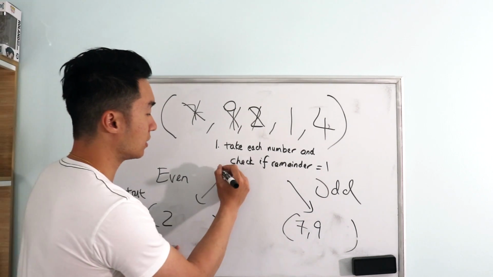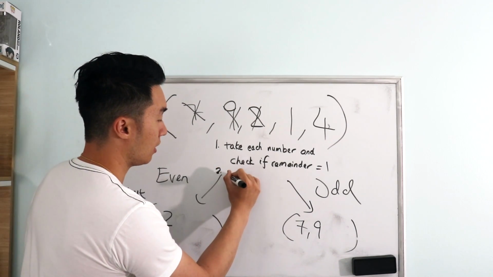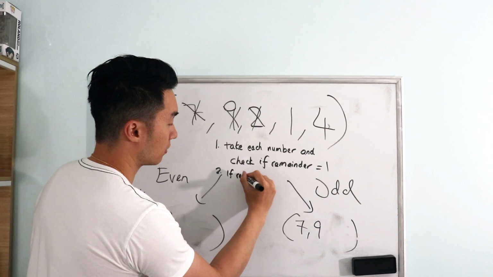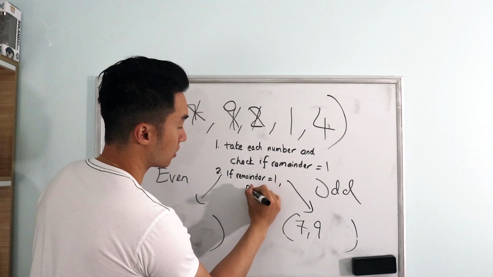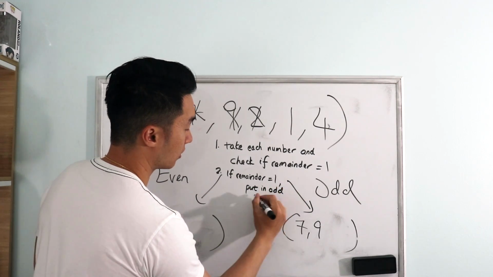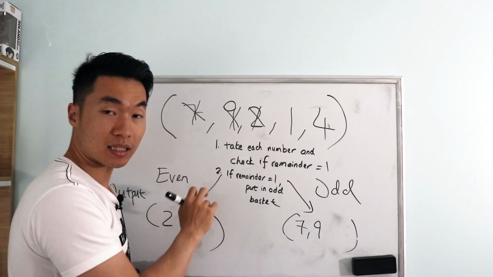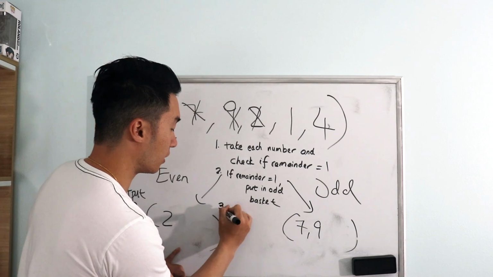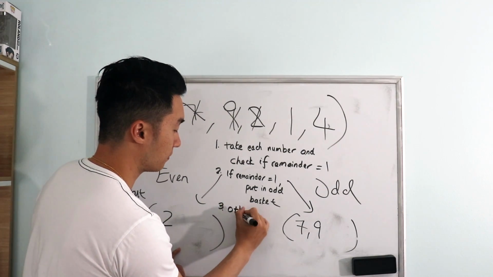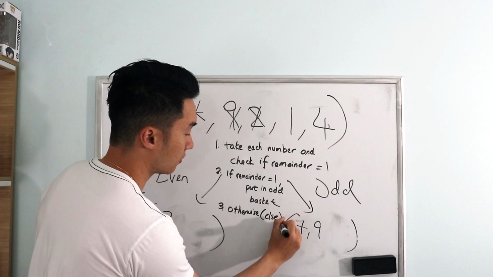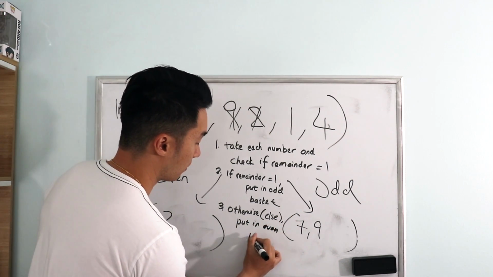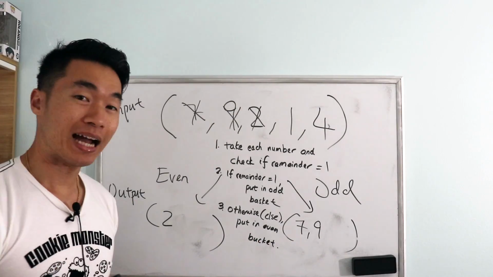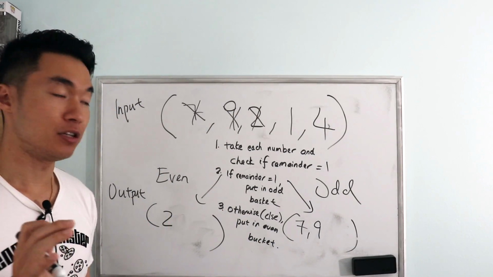So the second step here is you check if the remainder equals 1, put it in the odd basket. So that's the second step. And the third step here is otherwise, or else, put it in the even bucket. So at a high level, those are the 3 steps that you need to take.